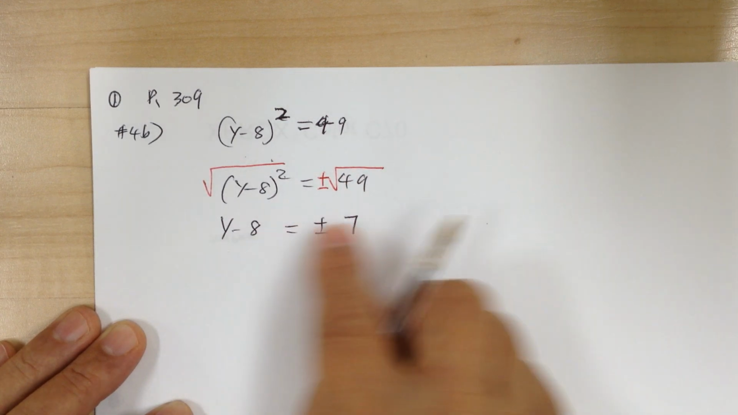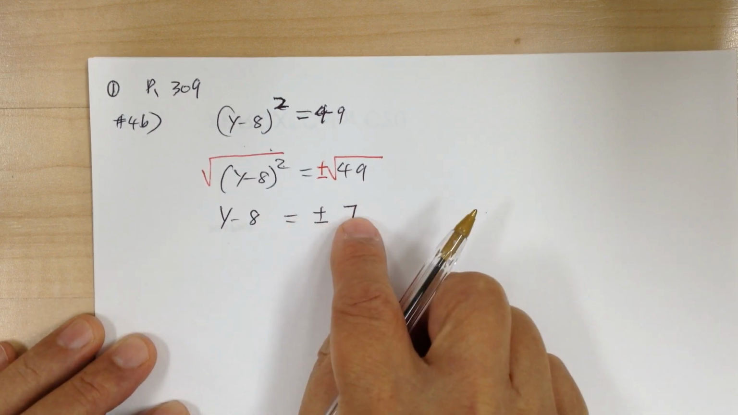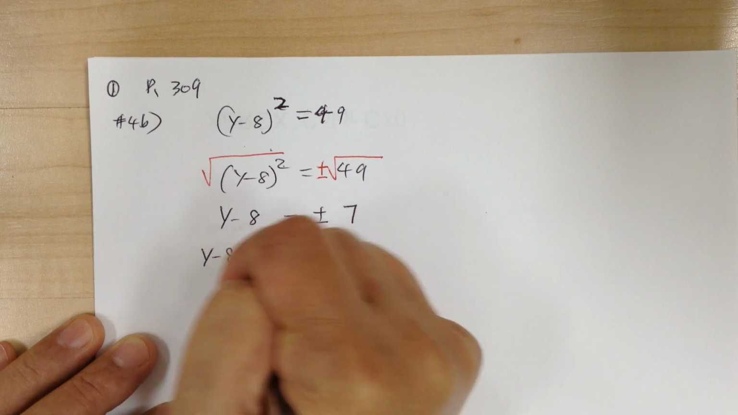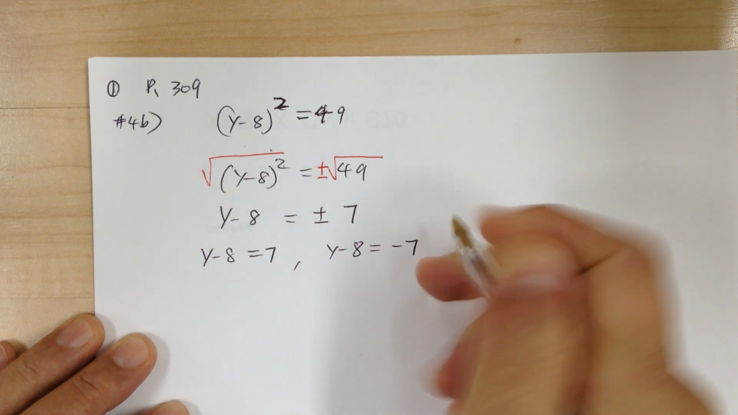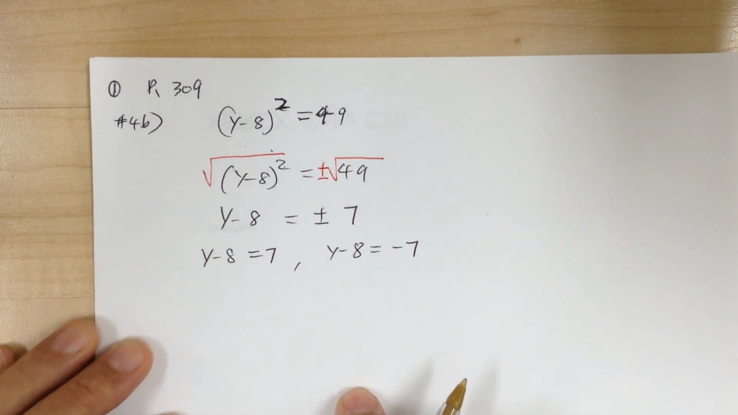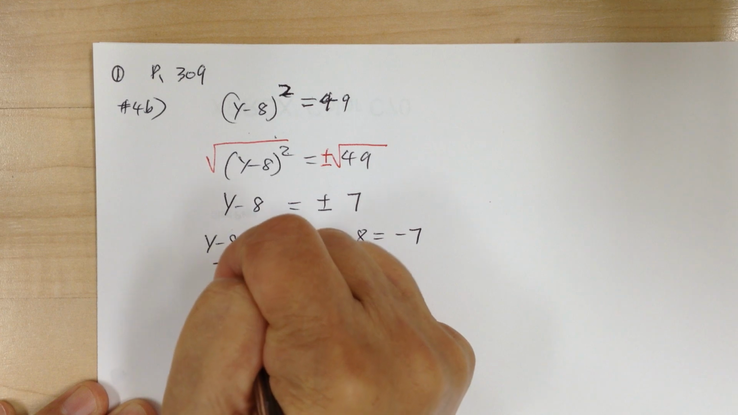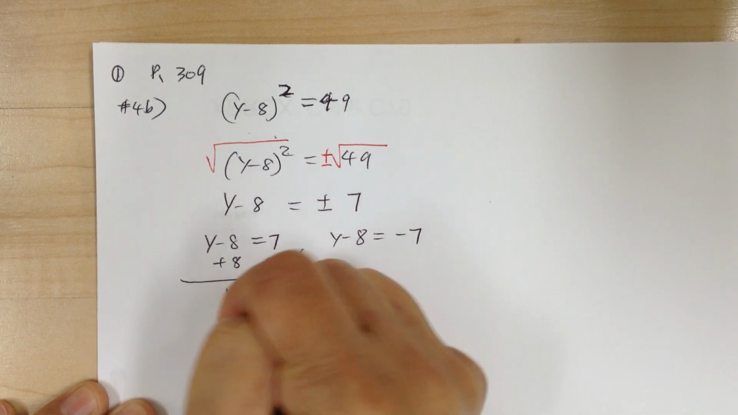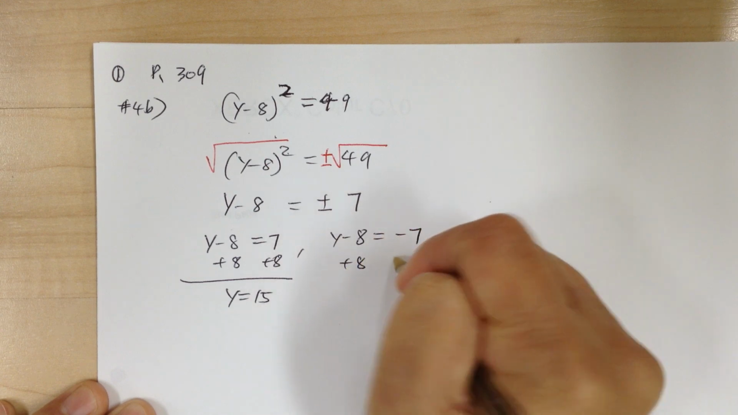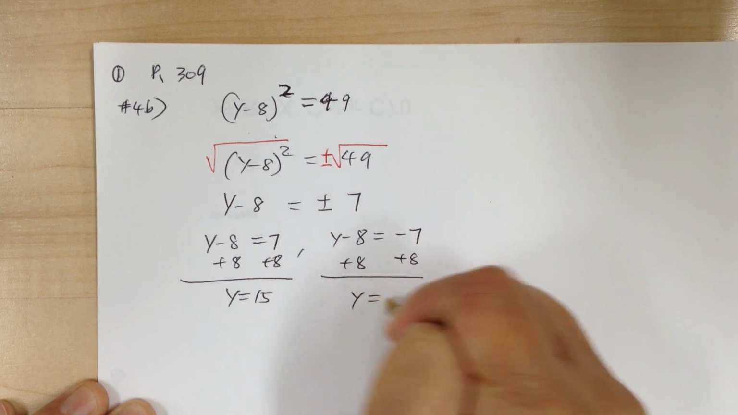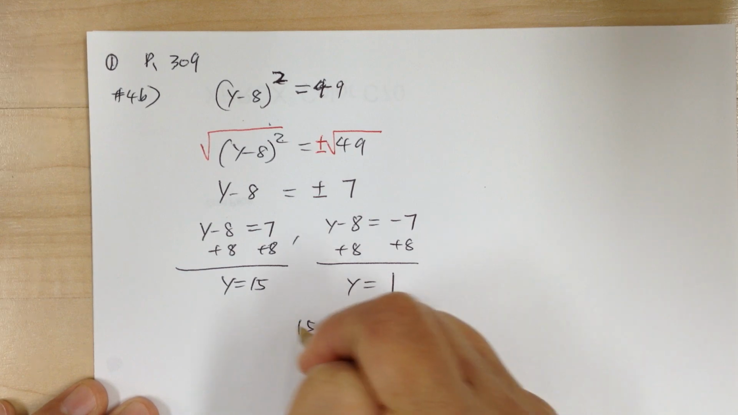Now notice these are the same kind of number, that means you can simplify. That means you need to separate the plus from the minus. So let's go and do that. Okay, so separate the plus from the minus. Then after you solve each one individually, so plus 8 on each side. So y equal to 15. And then this one you plus 8 on each side. So you've got y equal to 1. Okay, so your answer would be 15 and 1.